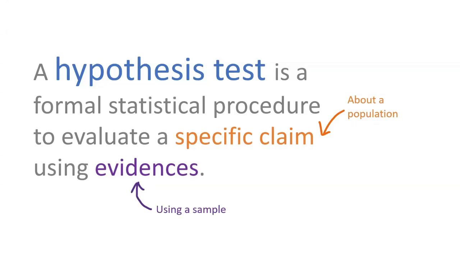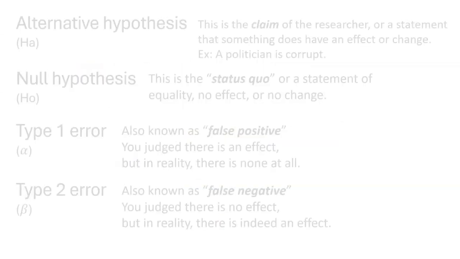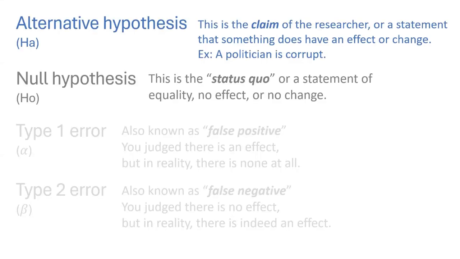Take note that a hypothesis test does not show that a claim is true or false. We'll explain this more later. We have new terms related to hypothesis test. The first one is the alternative hypothesis, which is the claim of the researcher. It is a statement that something has an effect, has a difference, or has a change. For example, we're claiming that a certain politician is exercising corruption of money. This is the claim that we try to verify. The symbol for the alternative hypothesis is HA.